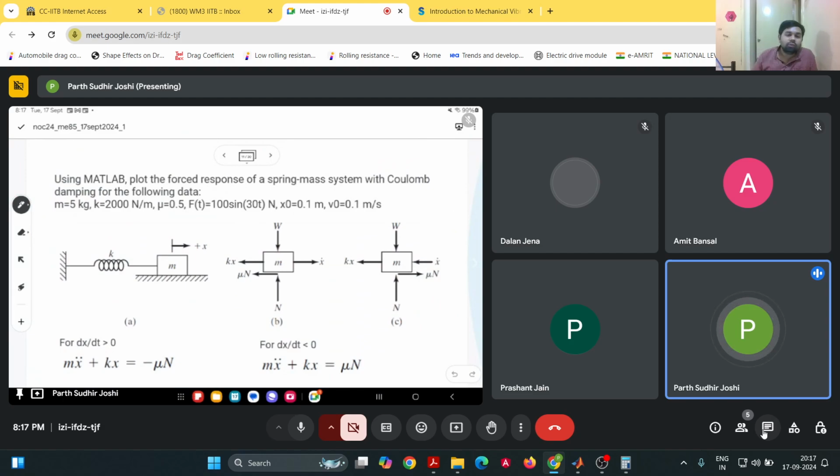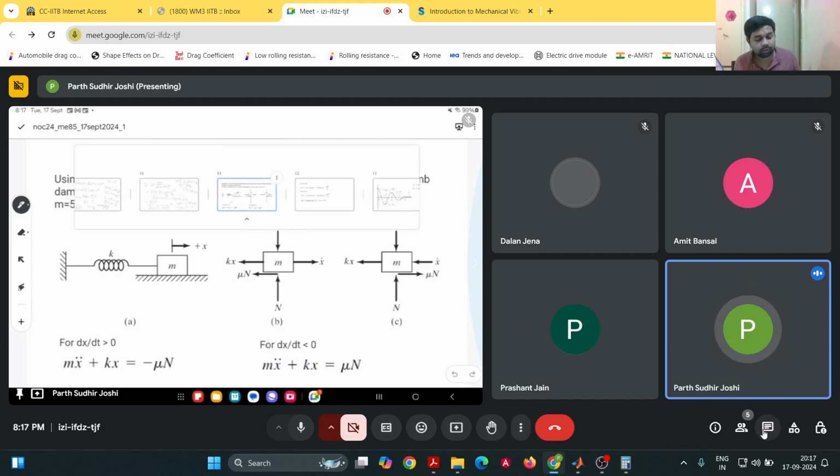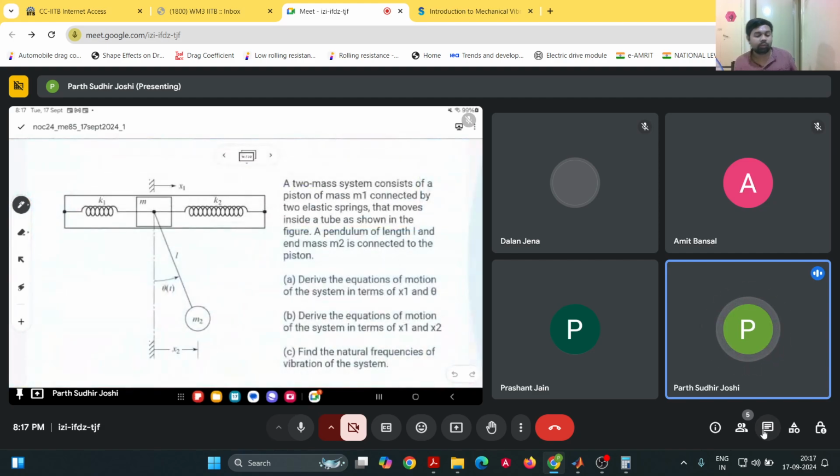Yeah, so this one was one example which I had planned to discuss using MATLAB. So maybe we will actually just keep it for later. First, let us cover the basic problems that we need to do by hand.